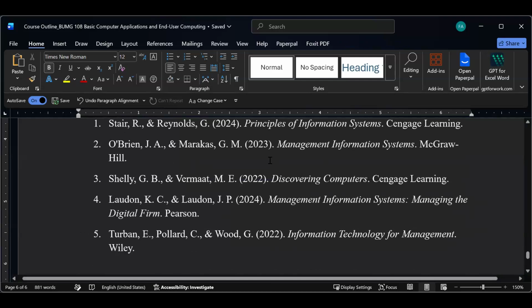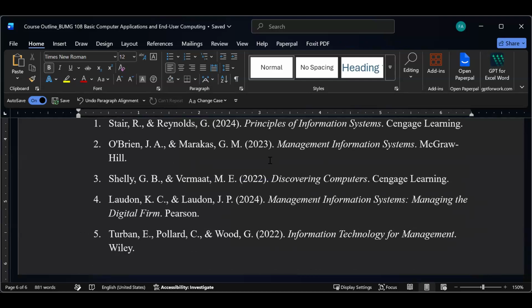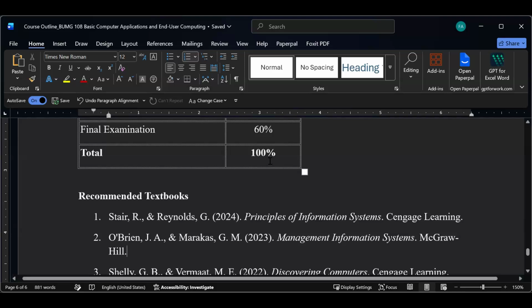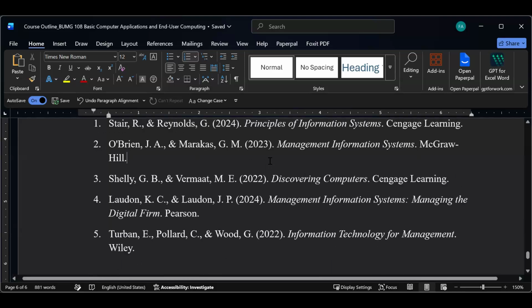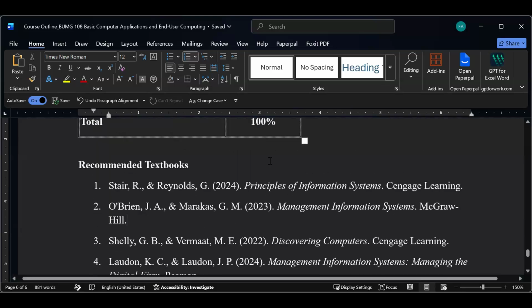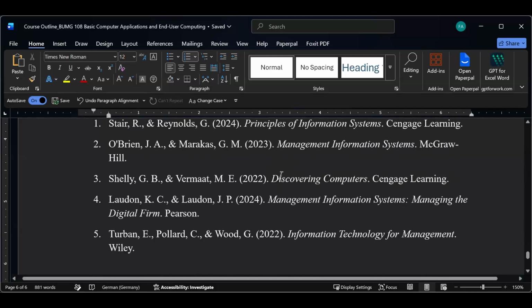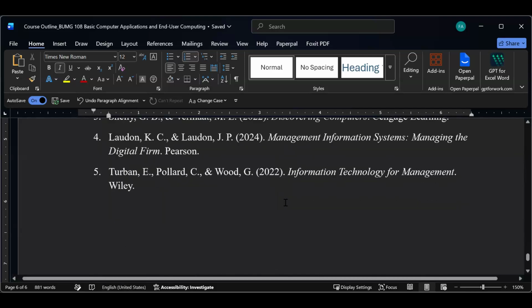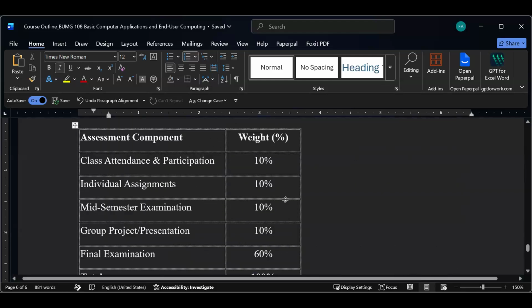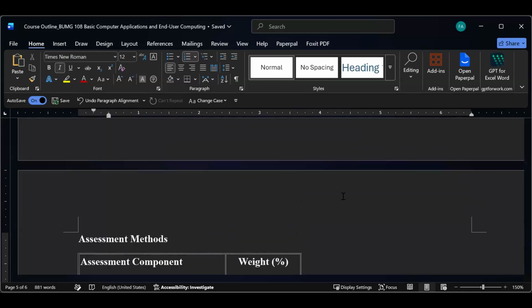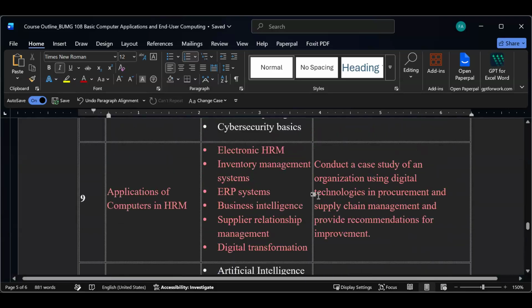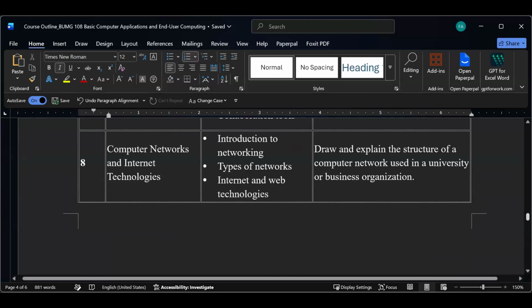Your phone is with you. In our time, there were no phones, so you had to go to the library and get it. These days, your library is in your hand. If you have a smartphone, it means you have a library. So these are the principles of information systems, managing information systems, discovering computers. All these will speak more on computing and end user applications. Okay, so this brings us to the end of our course outline.